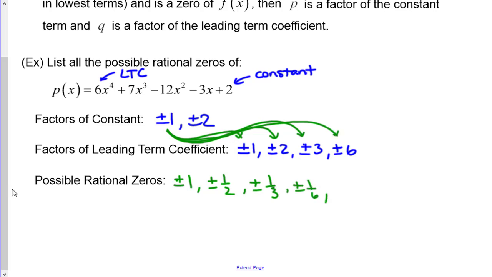If I go on to 2, 2 over 1 could be plus or minus 2. 2 over 2 is just 1, so that's already listed. 2 over 3 is another possibility, so plus or minus 2/3. And then 2 over 6 reduces to 1/3, so I don't need to list that again. So these are all the possible rational zeros of my polynomial. It doesn't mean that any of them actually are zeros. It just means that if there are any rational zeros, they will be contained in this list.